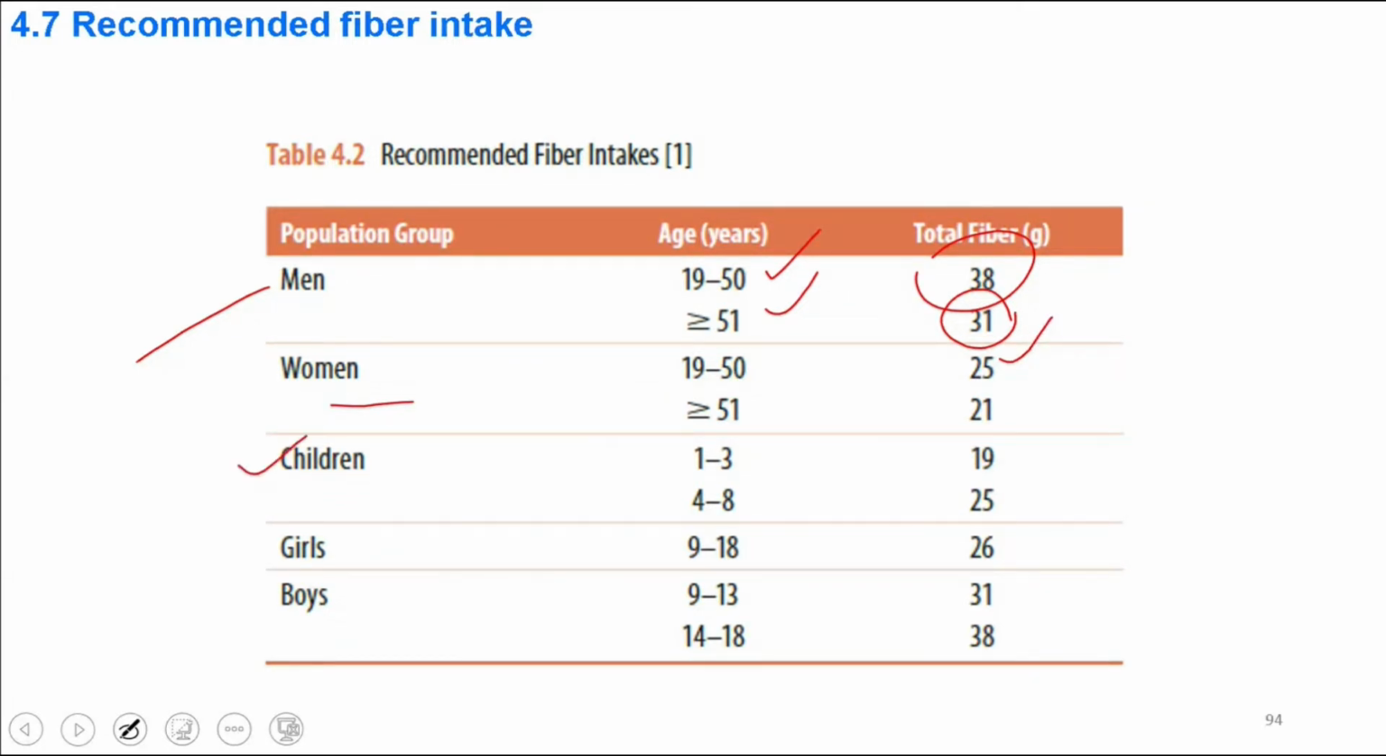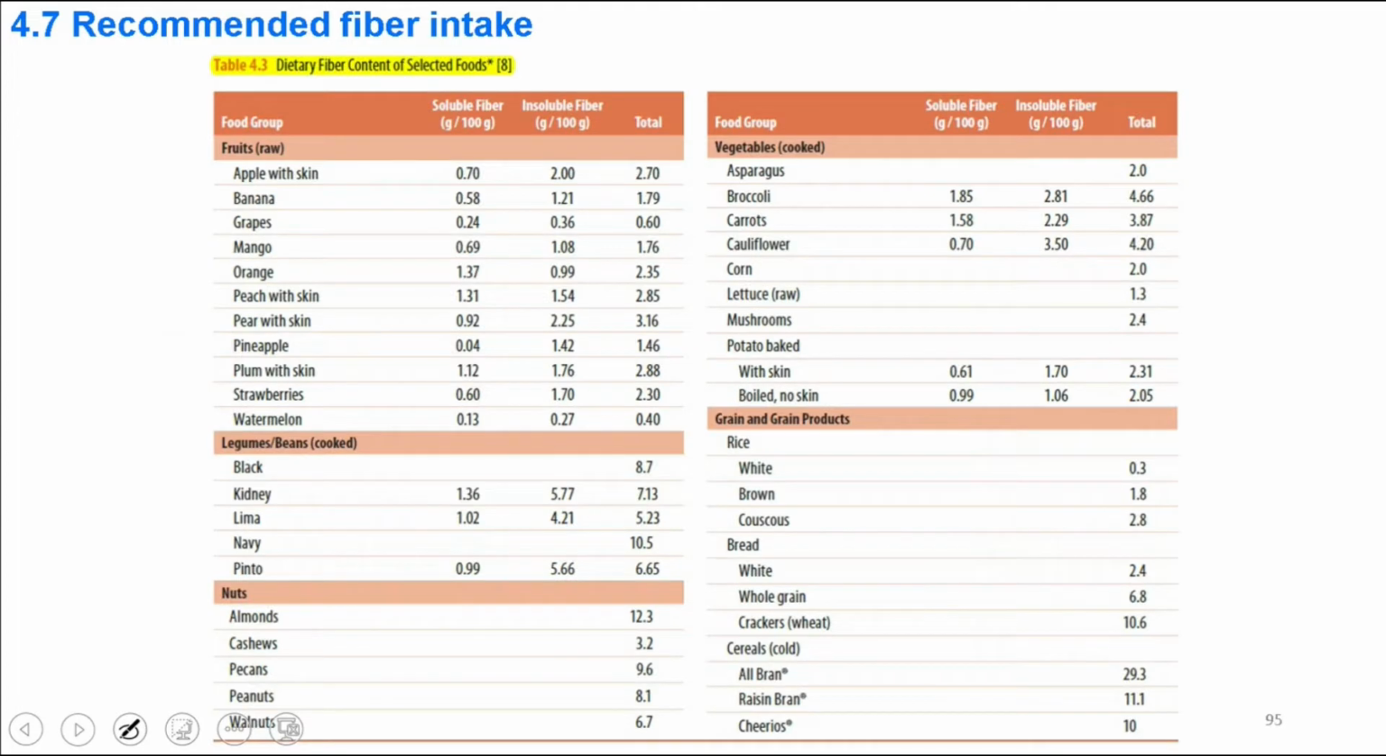For the children, this much fiber is taken. You can see this graph. For boys age 9 to 13 years, 31 gram of fiber is recommended in the food. In another recommended fiber intake, these are the details. Apple with skin is containing soluble fiber that much and insoluble fiber that much, and total fiber it is containing 2.7 gram. Okay, it is containing 2.7 gram of fiber in 100 gram of apple.